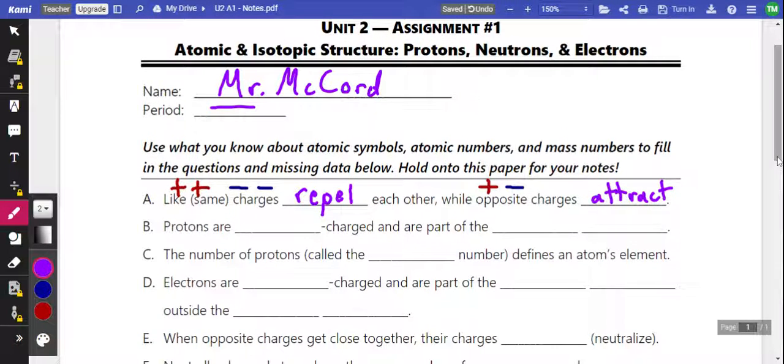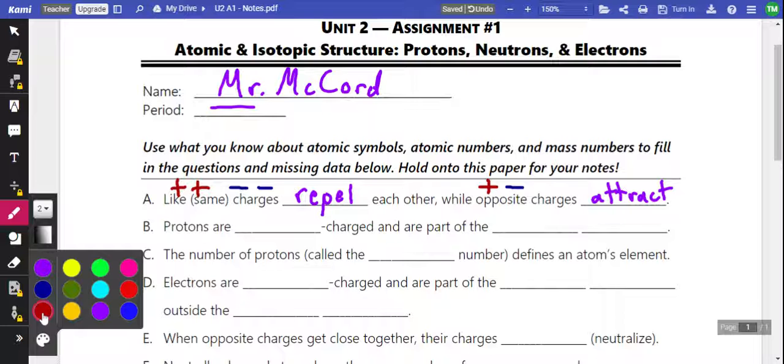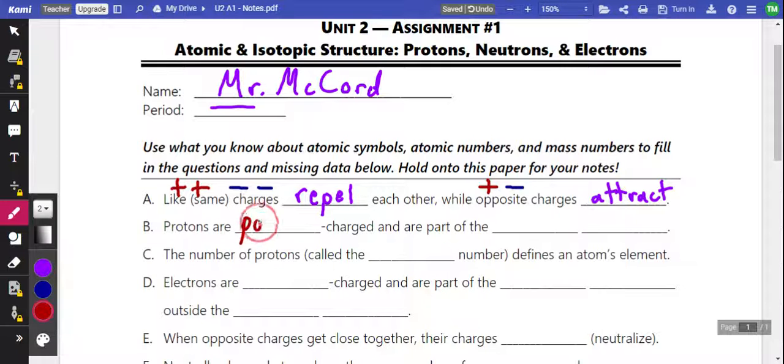In the atom, we have charged particles. It's part of what makes atoms so exciting and so interesting, what makes matter work the way we know it from our everyday lives. Protons are positively charged. They're part of something called the atomic nucleus. That's basically the center of the atom. So the center of the atom has our positively charged protons.